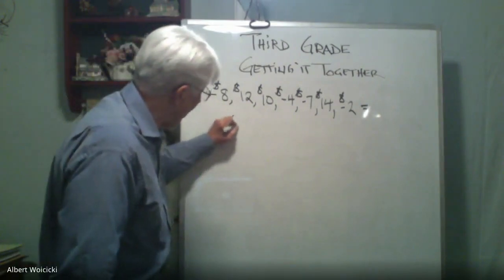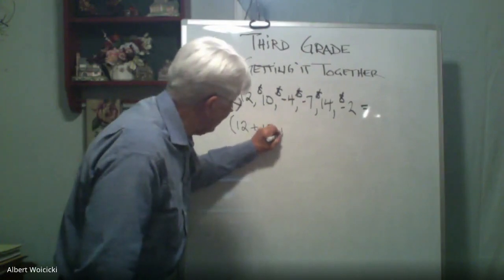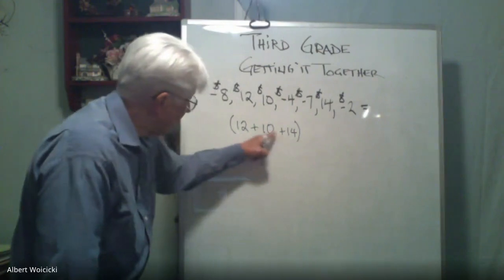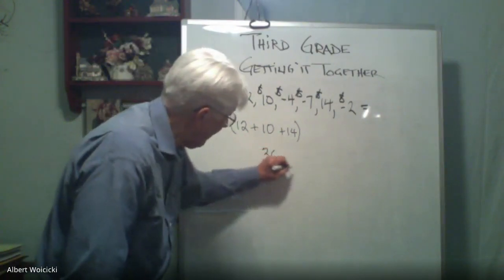Or I can look at this as a group and say, what are my positives? I have a 12. I have a 10. And I have a 14. That's my positives. So I just add them up. 14 and 12 is 26. I've got 36 that's positive.